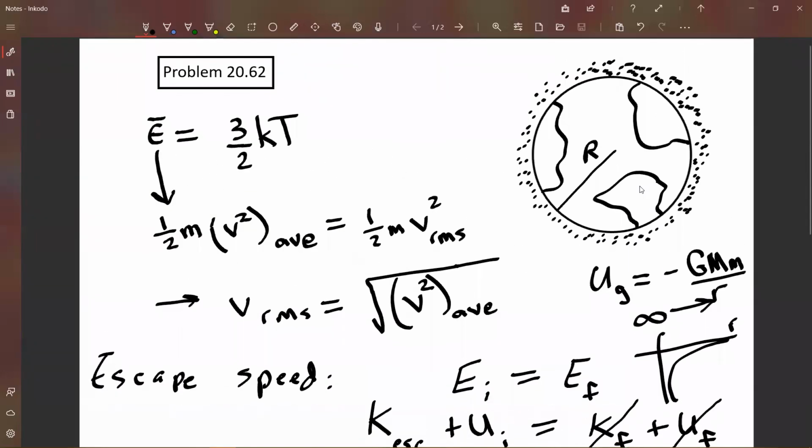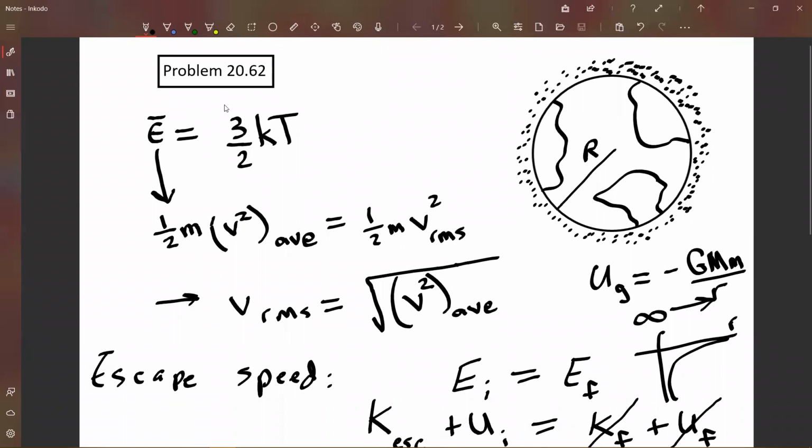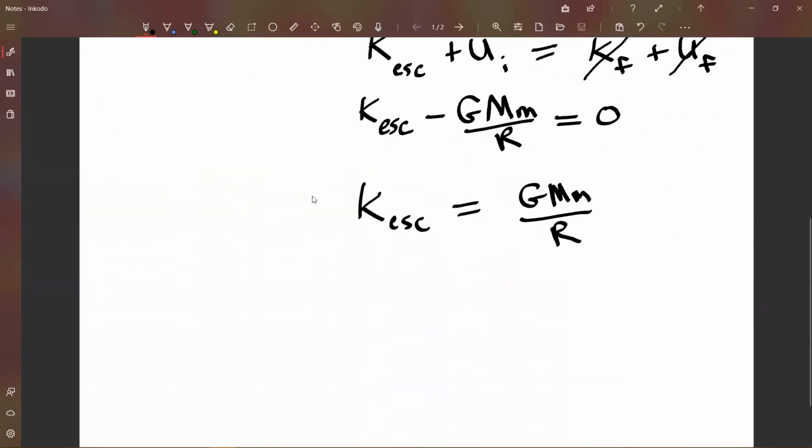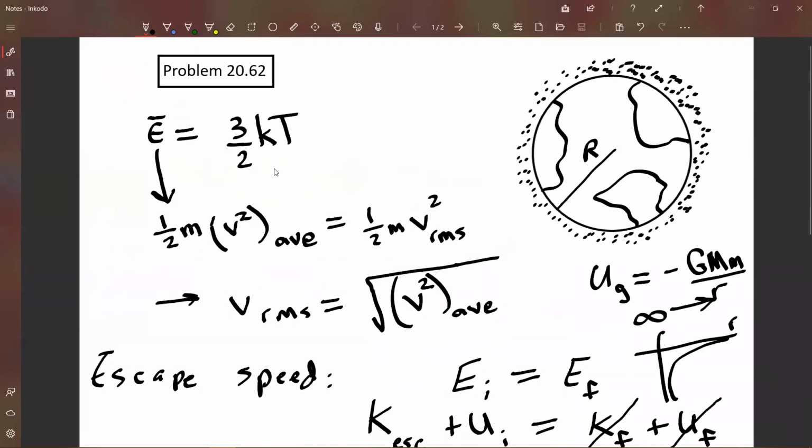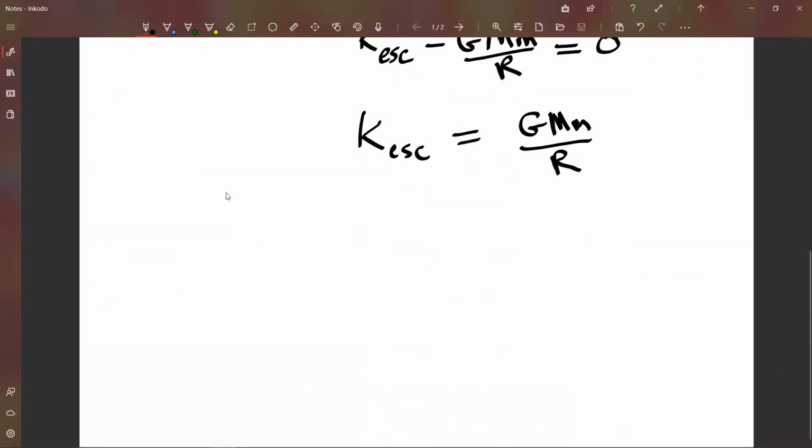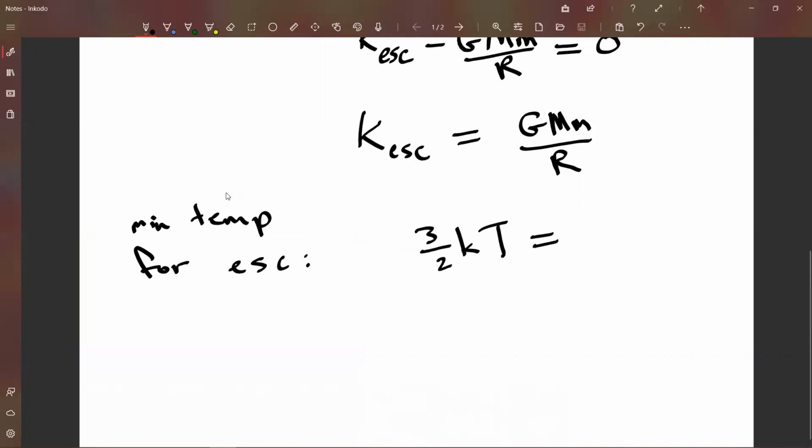So all we really have to do is equate this average energy, which comes from thermodynamics or statistical mechanics, with this result from classical mechanics. So we're talking about a result from Newtonian mechanics and a result from 19th century thermodynamics. All right, so minimum temperature for escape. That 3/2 kT would need to equal this.